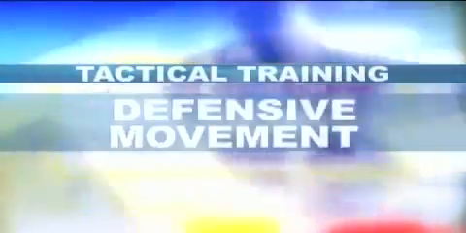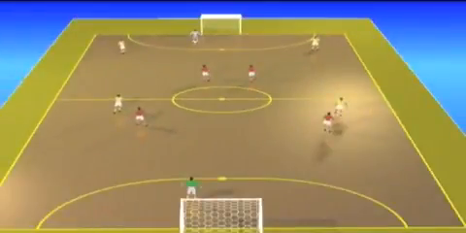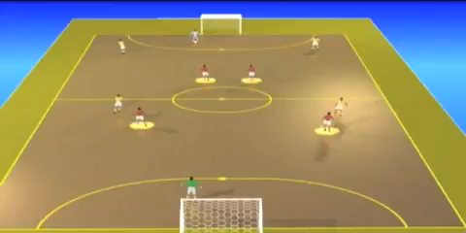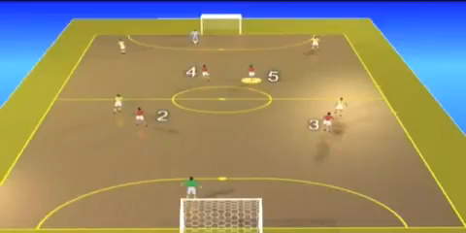Defensive movement number 1, individual coverage with floating partial pressure. The goalkeeper has possession of the ball. The defenders should be positioned in the following manner. Players number 4 and 5, who are defending up front, should focus on closing the gap in the middle. The other two players, numbers 2 and 3, at the back of the defensive zone, are in individual coverage.